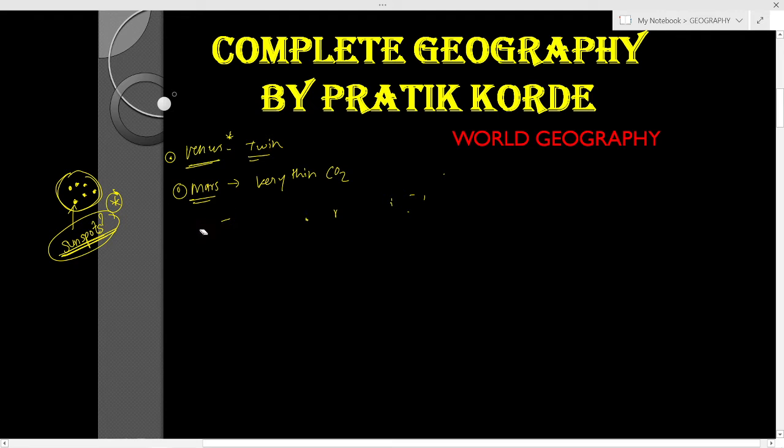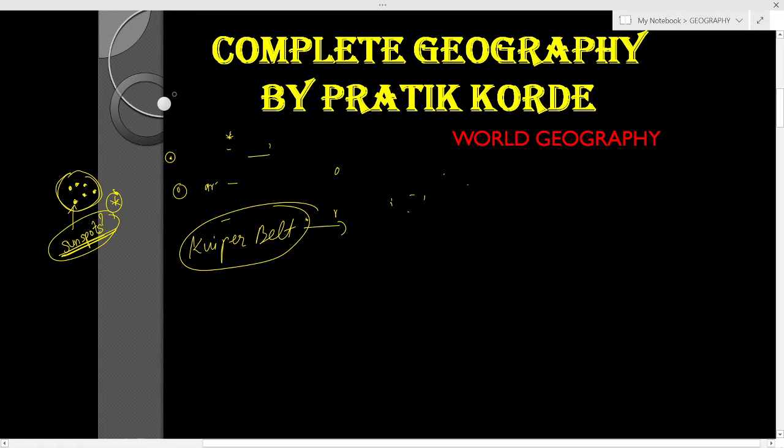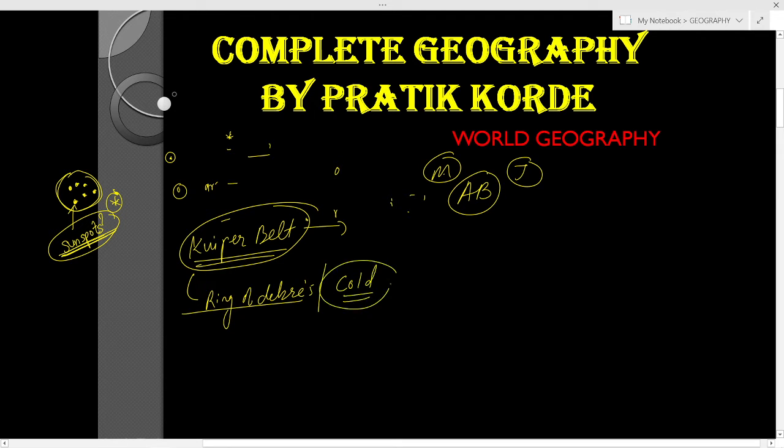Now, an important topic here is the Kuiper belt. The way we have the asteroid belt between Mars and Jupiter, after Uranus, Neptune also comes a little bit under the Kuiper belt. It is a ring of debris, and it's cold, because it is primarily ice.